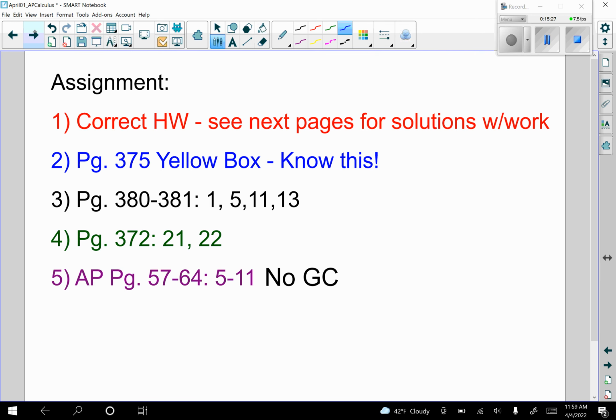All right, so your homework assignment: make sure you correct yesterday's homework. Go back and look on page 375 at that yellow box. Know that fact. Go back to the flashcards facts as well. Make sure you look at 38 through 40. Try 4 of these area problems off of pages 380, 381. Go back to 372 to try a couple, and then try a few more AP practice problems. All of these are no calculator.